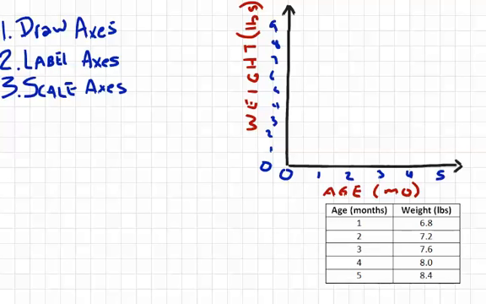The next step in the graphing process is to plot the points. And as we plot the points, we look at the age, and we go over to the age of 1, and we go up to the weight of 6.8, and we put a point there. And we repeat this process for the rest of the points. So as we plot the points, it's going to look something like this.